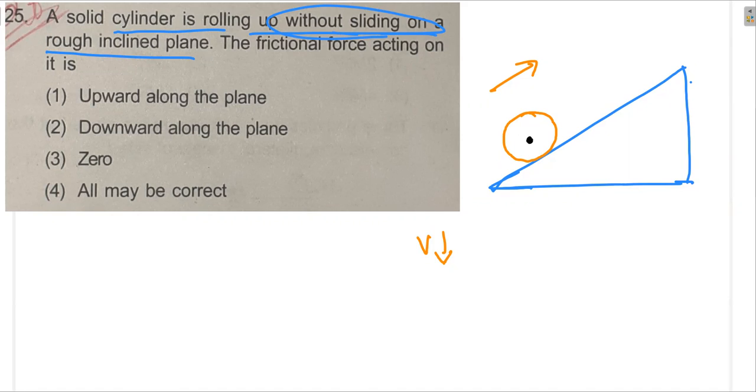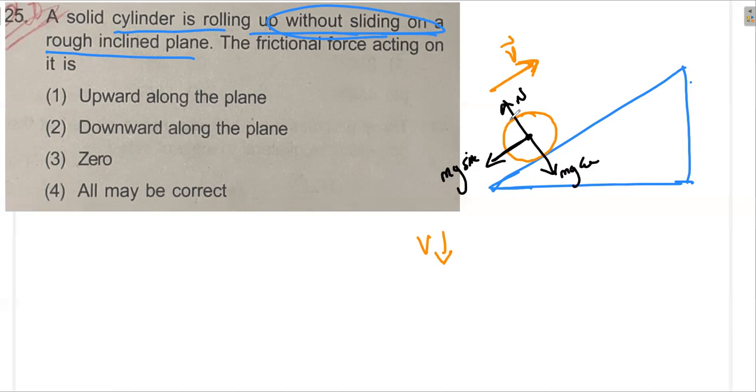So what are the forces normally acting on it? There is mg sin theta in this direction, here you have mg cos theta, and here you have the normal. The object is moving up, so velocity is up. I'm not saying acceleration; acceleration depends on the force. So these are the forces.